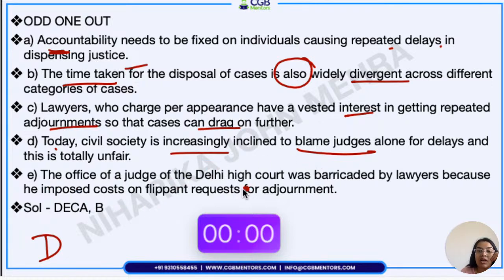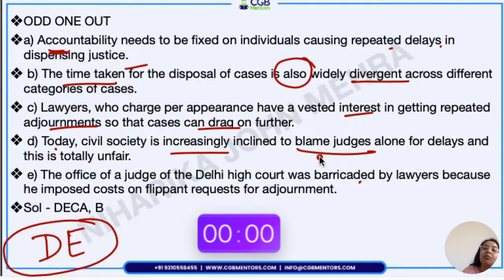The office of a judge was barricaded by lawyers because he imposed costs on flippant requests. So E भी इससे connected है. एक event हुआ, civil society blame कर रही है judges को delays के लिए. तो D और E pair हो गए. That means of course दोनों में से कोई odd नहीं है. We are talking about delays.